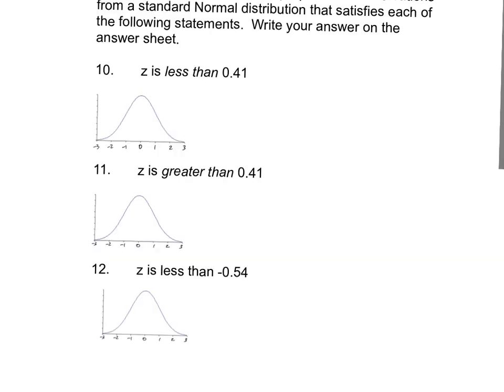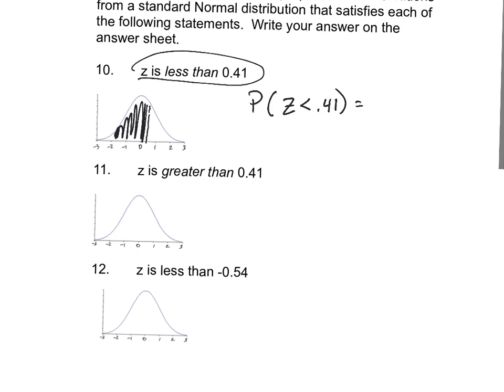Okay, on these next 3 problems, we just want to find the area. So I've given you the z is less than 0.41. So z is less than 0.41 is going to be about right here. So we want to shade to the left. And the way we write this is the probability that z is less than 0.41. Now, when you go look at your table A, notice that percentage is going to be more than 50% because it's on the right-hand side. You should get 0.6591 if you look up 0.41 on your table A.